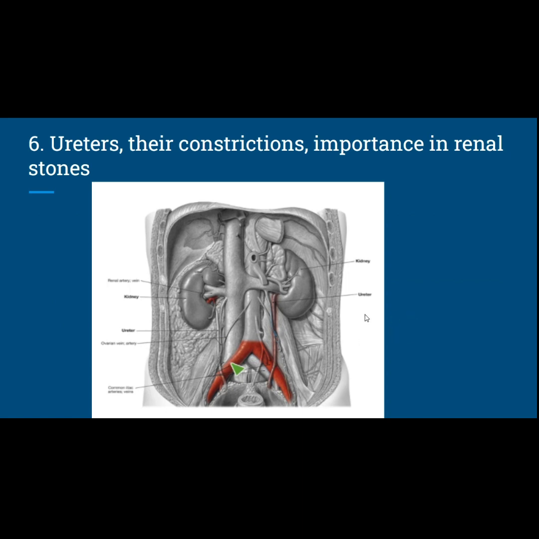So look at this diagram again. So you have both kidneys. This is the left and this is the right kidney. You see the renal pelvis. So the first constriction is somewhere here. The second constriction is going to be right here at the bifurcation of the common iliac artery, and the third one is going to be right here at the entrance of the bladder.